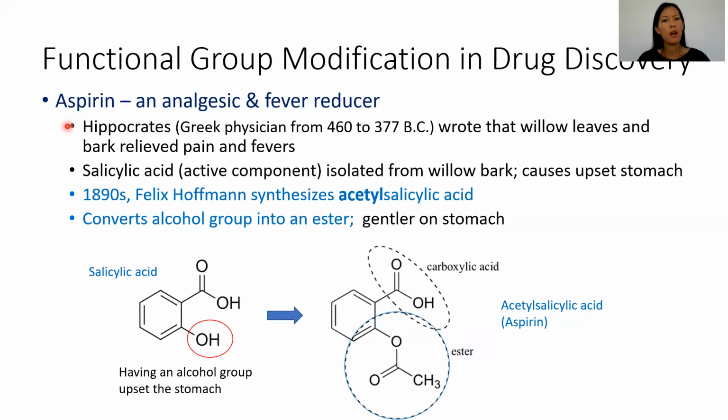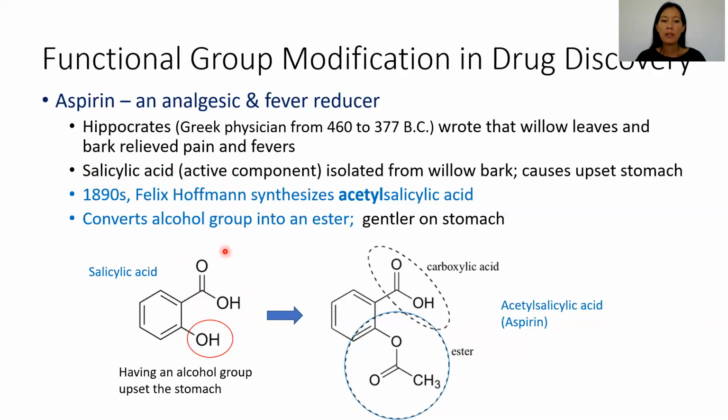The discovery of a version of aspirin dates way back to roughly 400 BC. Hippocrates wrote that willow leaves and bark relieved pains and fevers. So you can imagine how that came about, people chewing on maybe certain leaves and barks and then noticing an improvement in certain ailments. So it turns out that if you isolate certain molecules from this willow leaf or bark, you'll find salicylic acid as the active component. That is shown below here in the structure.